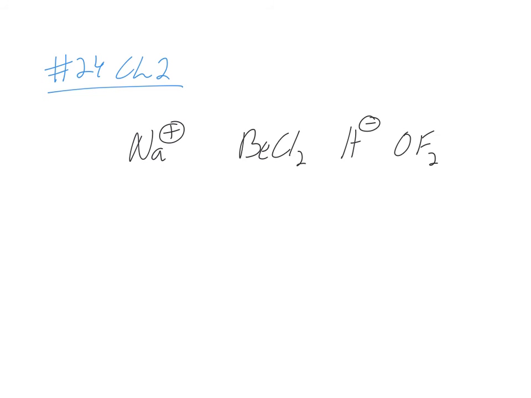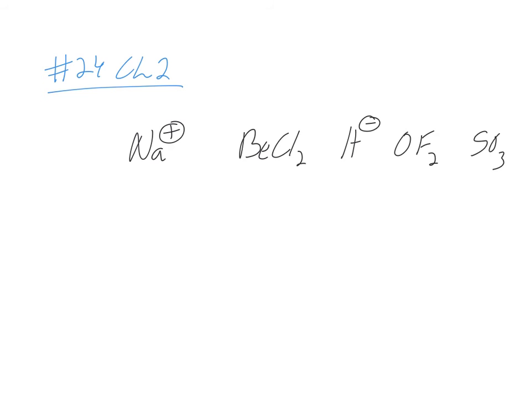So there's a couple tough ones. They have Na plus, beryllium Cl2, H minus, OF2, and SO3. The first thing I have to do with these, there's a couple ones that you can probably pick out really easy and be done with them. The other ones you're probably going to have to draw out the actual Lewis structures, the expanded structure.